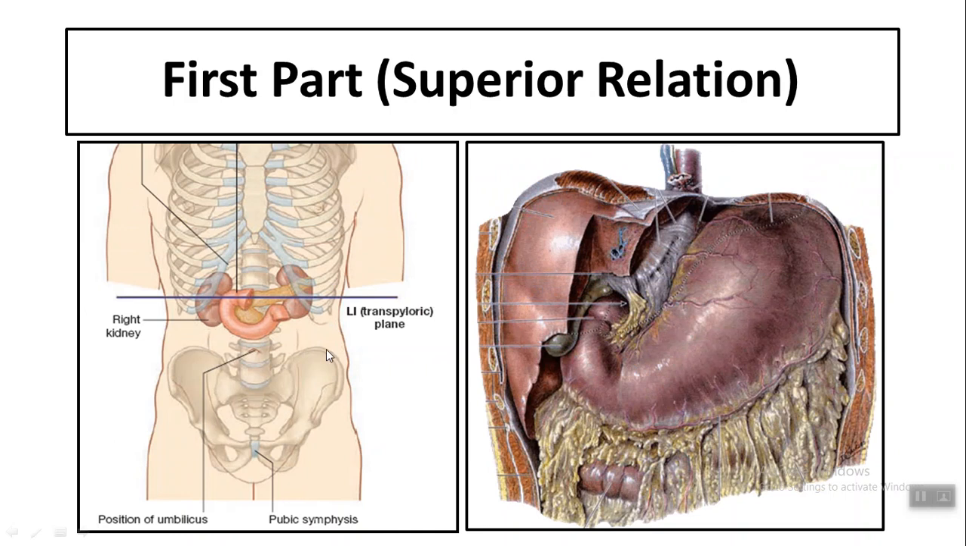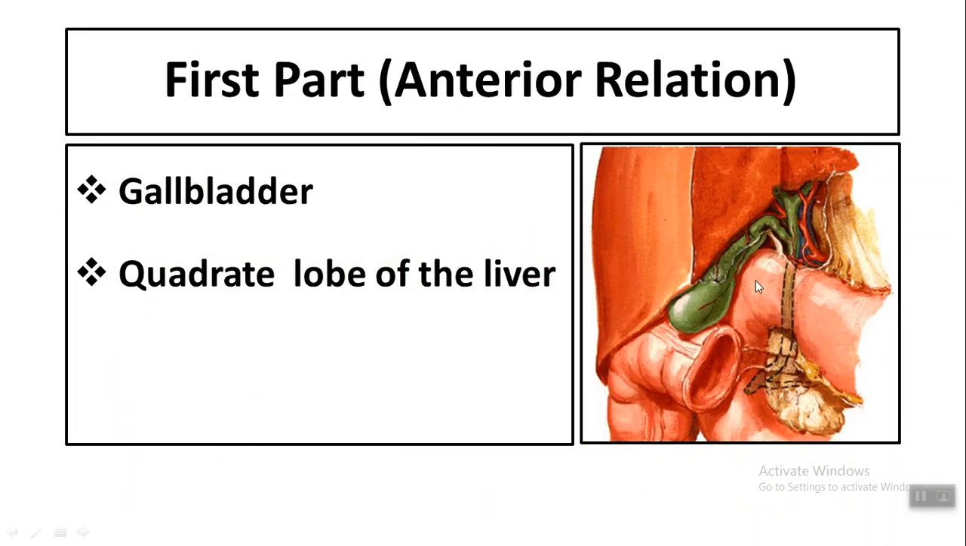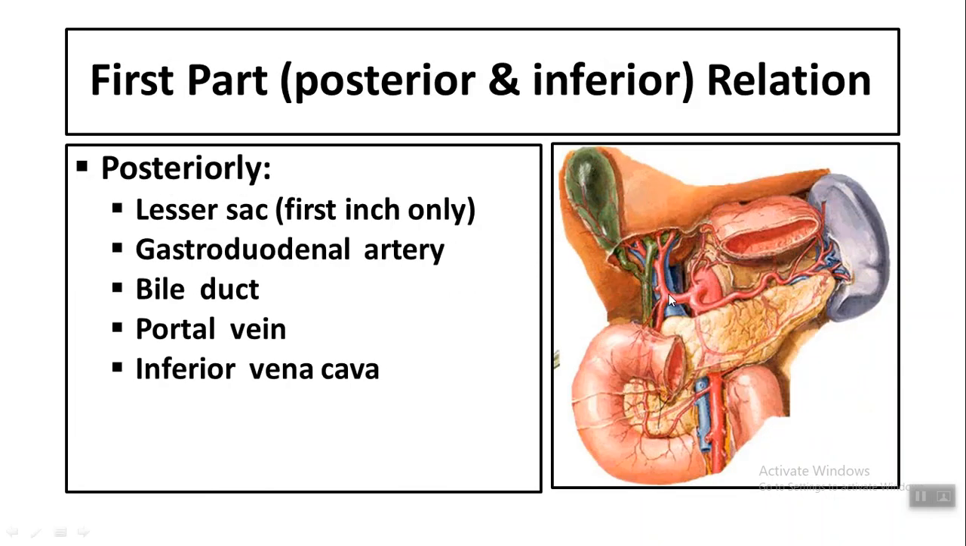What is its superior relation? This is the first part of the duodenum that lies at the transpyloric plane. Its superior relation is the entrance into the lesser sac, or what we call the epiploic foramen. This is the superior relation of the first part of the duodenum. What is its anterior relation? We can see from this figure, it is the gallbladder that lies anteriorly, with the quadrate lobe of the liver.